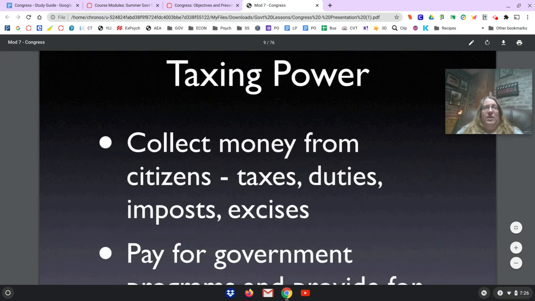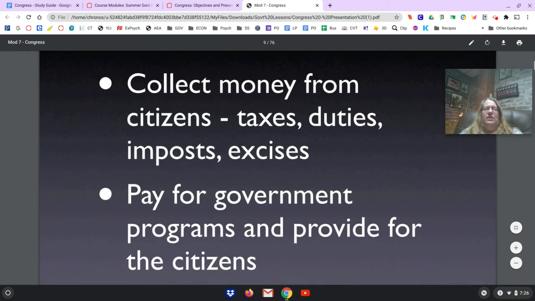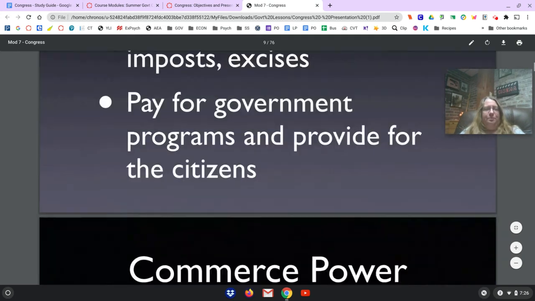The second power that is delegated falls into the category of taxing. Yes, the federal government can tax you. And there are a lot of taxes that we pay, which is one of the reasons why we study government. Government's expensive. So we collect money from all sorts of ways. We collect it, of course, in your income tax. We collect it in duties, imposts, excises. Anytime you need to pay a fee, that is basically a form of a tax. And the reason we tax is to pay for all those programs that you want.